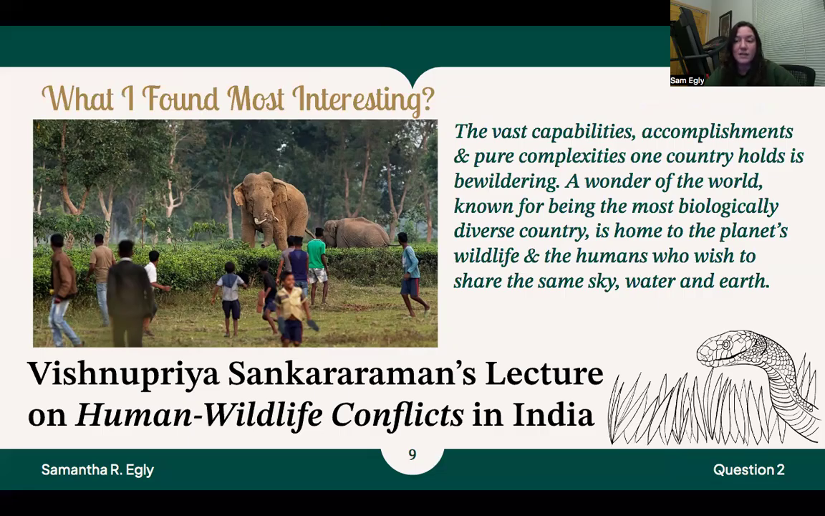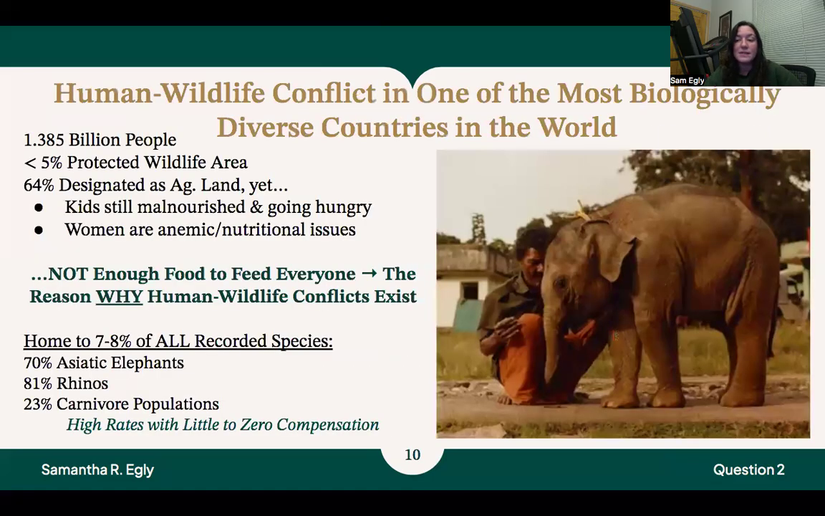India, a wonder of the world that is known for being the most biologically diverse country. It's pretty amazing that they hold this amount of wildlife just in one country. So, India has over 1.3 billion people. 64% of its land is designated to agricultural, but even with those numbers, kids are still going hungry, malnourished, women are anemic, and have multiple nutritional issues.